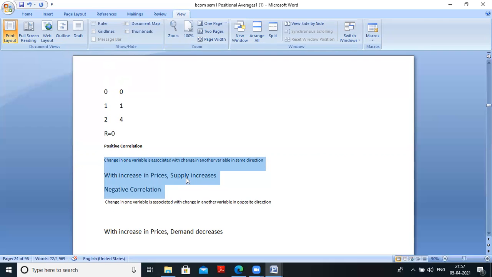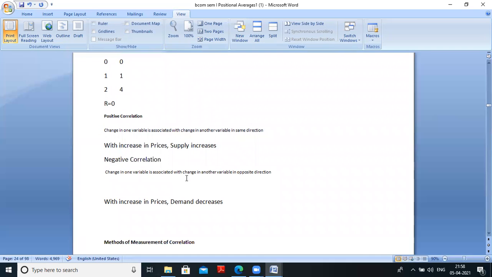But negative correlation is when change in one variable is associated with change in another variable in the opposite direction. Suppose price increases, then demand will decrease, keeping other things constant. Law of demand, simple. Then there will be negative correlation, right?